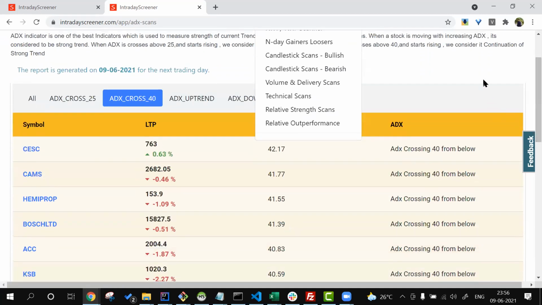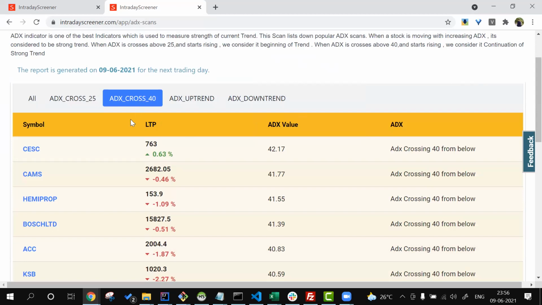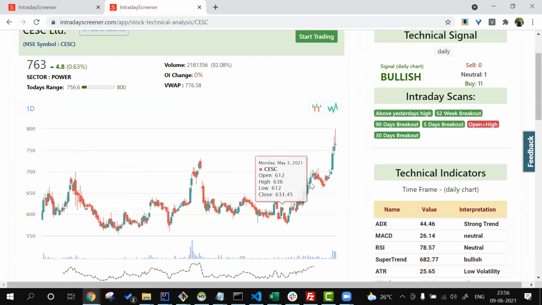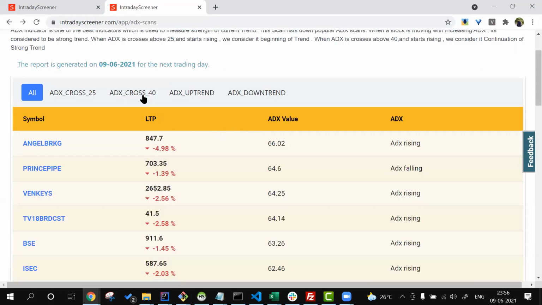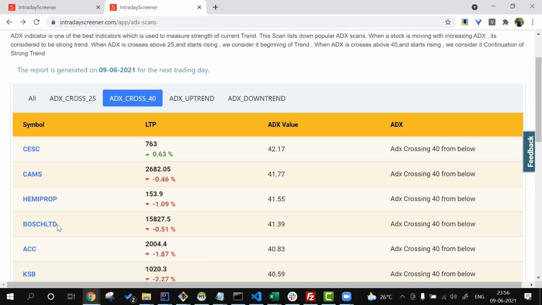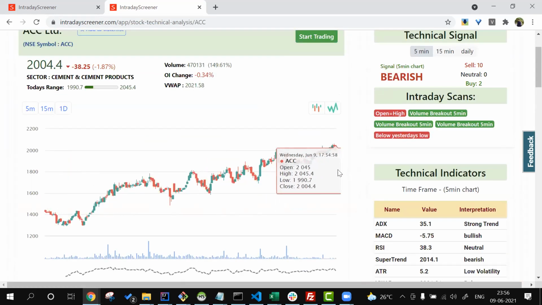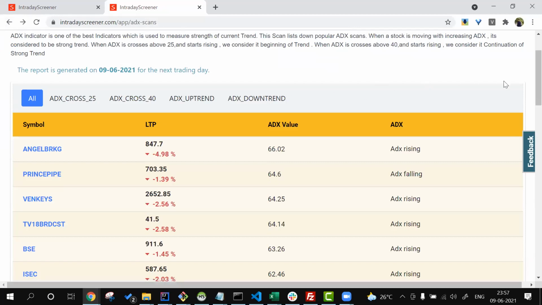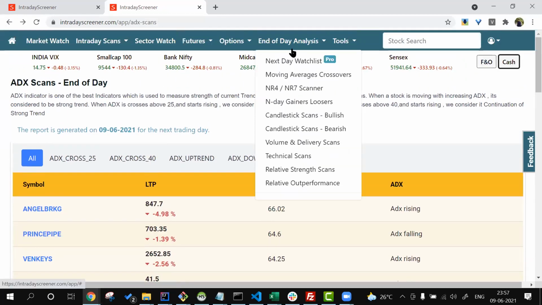So the stocks which are crossing ADX 40. Usually you can see from the chart that these stocks will be trending up. So you should focus on stocks which have crossed 40 on the upside. CAMS, Bosch, all these stocks have crossed 40. So you can see in some trend these stocks will be there. Again, this is not a hard and fast rule. This is just for people who actually use these things.